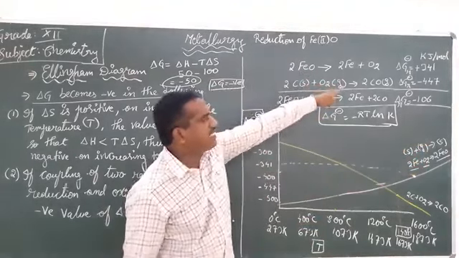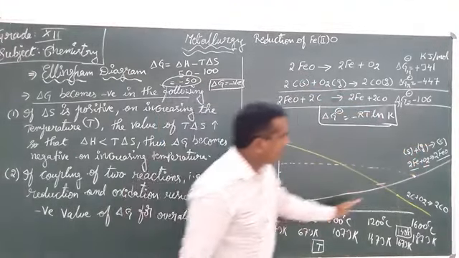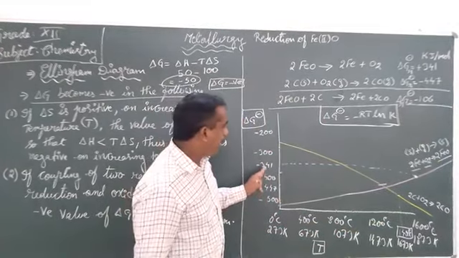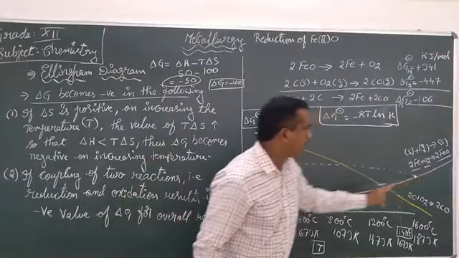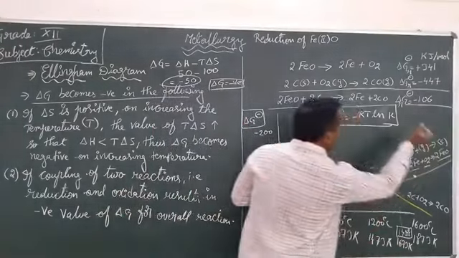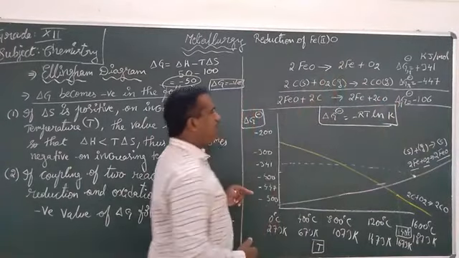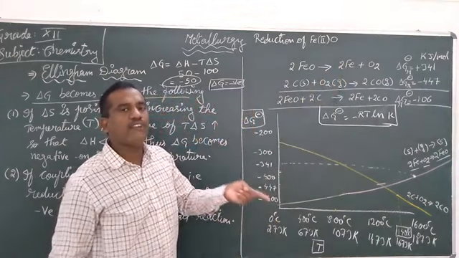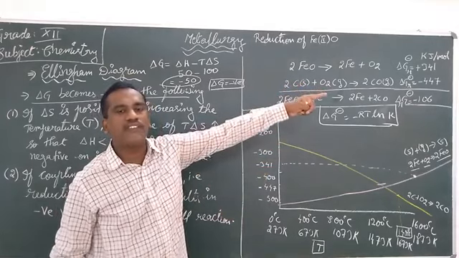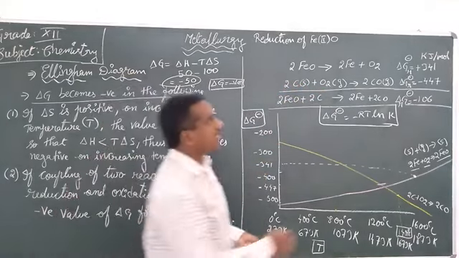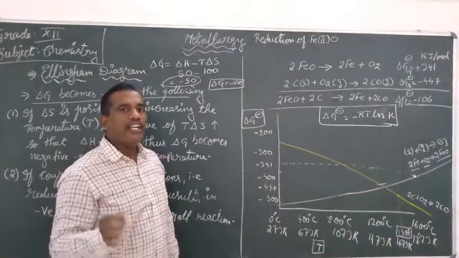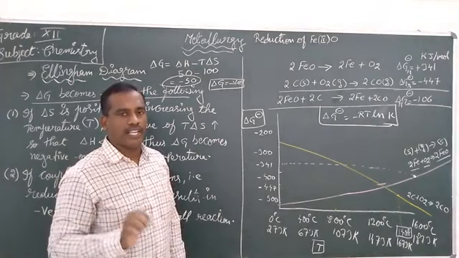But our reaction is the reverse of this one. For this reaction, what is the Gibbs free energy given? At this point it is minus 341. When we are having a reverse reaction, we need to change the sign of the Gibbs free energy. Shall we write the Gibbs free energy as plus 341? What is the Gibbs free energy for this reaction? Plus 341.